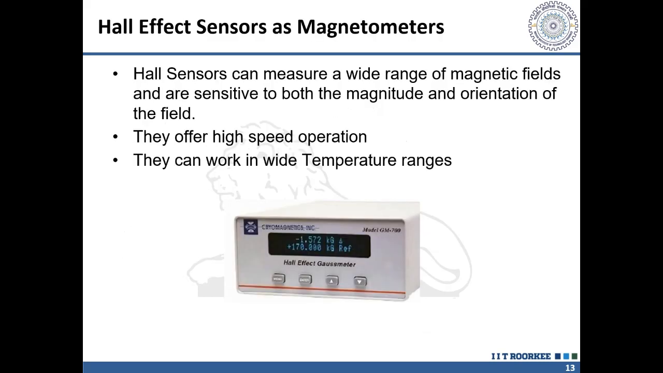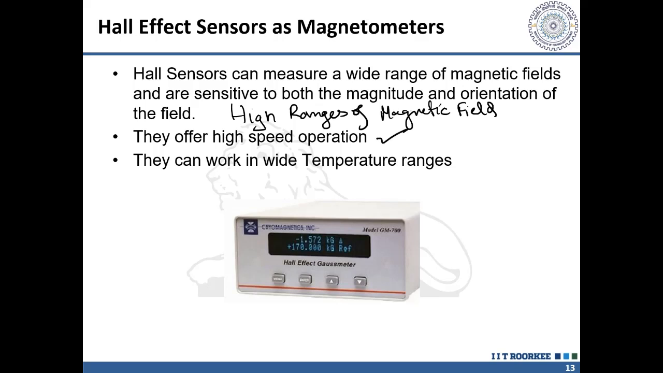Okay, let's bring the focus on Hall effect sensors as magnetometers. So Hall effect sensors can measure a wide range of magnetic fields that are sensitive to both the magnitude and orientation of the field. As we have read before, Hall effect sensors are sensitive to high ranges of magnetic field. And they offer high speed operation as such.